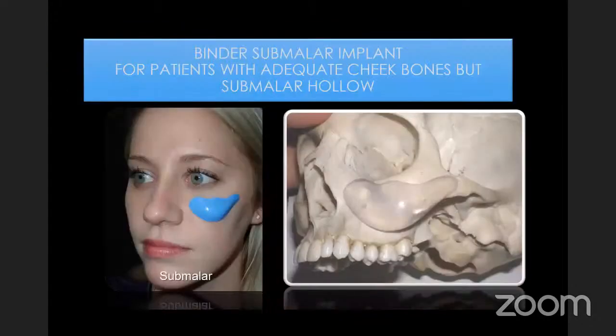And again, this is a submalar implant. It's technically a Binder submalar implant type 2. And this works well for patients with adequate projection on the lateral cheeks, but they're missing that central zone 1 and 2, that infraorbital and malar volume. And that's where this works so well.